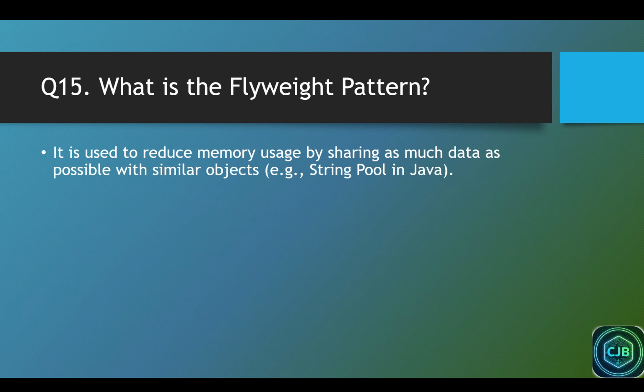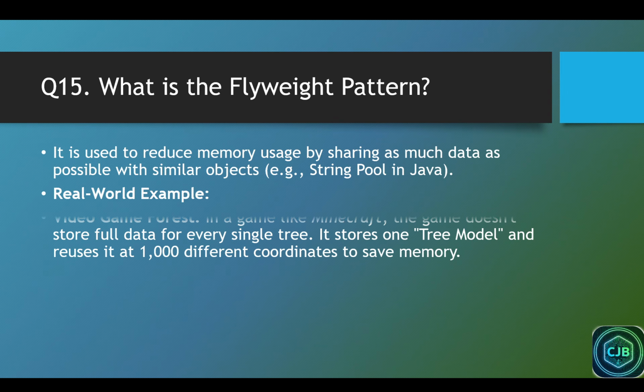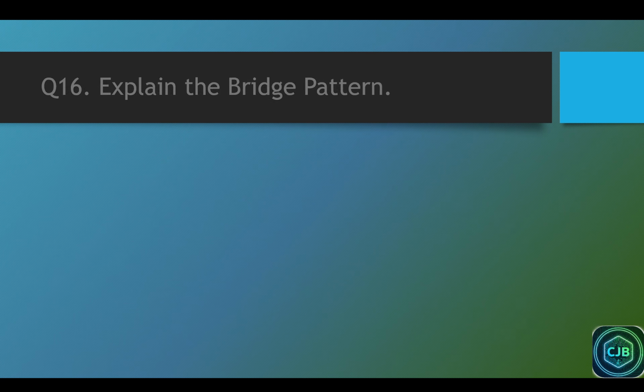What is the flyweight pattern? It is used to reduce memory usage by sharing as much data as possible with similar objects, string pool in Java. Real world example: video game forest. In a game like Minecraft, the game doesn't store full data for every single tree. It stores one tree model and reuses it at 1000 different coordinates to save memory.